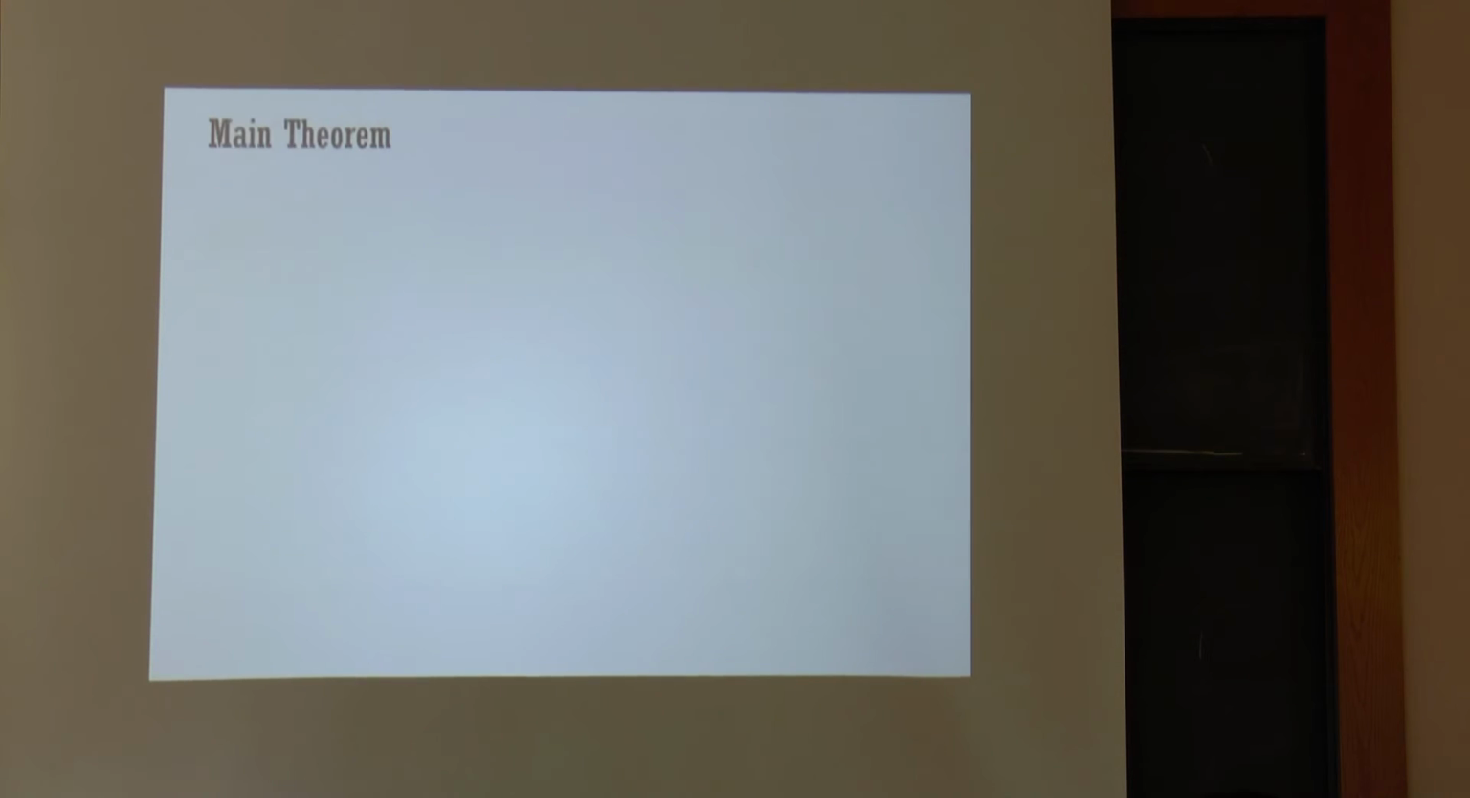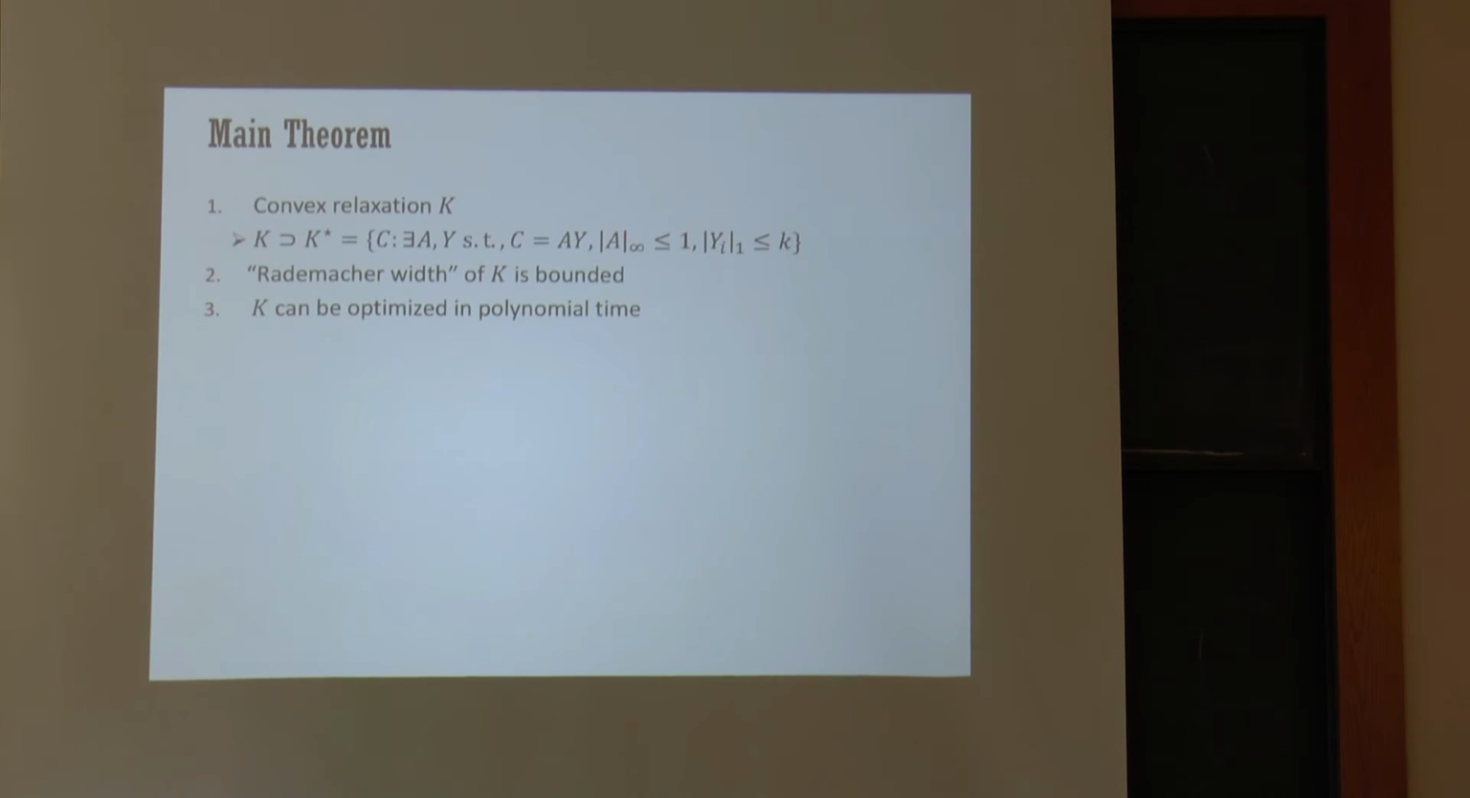Okay, so that means that basically there are three things that we need to do. One is that we need to define a convex relaxation, and the second thing is that we want to prove that the convex relaxation has a good random Rademacher width, which I'm going to define for you. And then we want to have an efficient optimizer for this convex set.